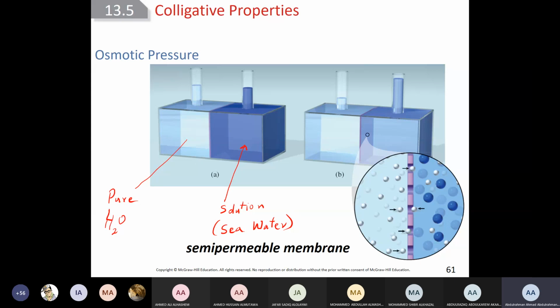What's this? Seawater. And in between them, this line here, this is called a semi-permeable membrane. Okay, I want you to memorize these words very, very well. This is an extremely important word, especially in Saudi Arabia. Semi-permeable membrane.